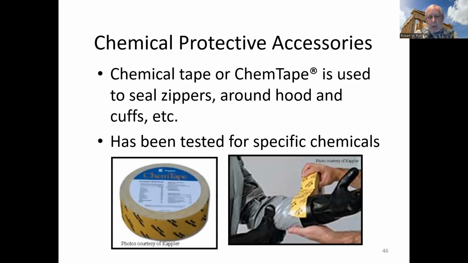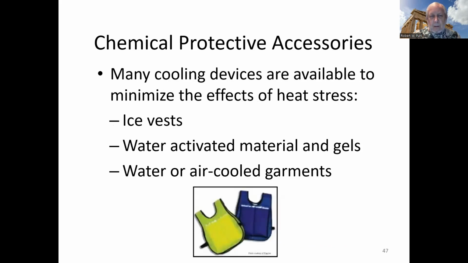Chemical tape, or chem tape, is used to seal zippers, around the hood and cuffs, etc. It has been tested for specific chemicals. You can see where they're putting that between the suit and the glove. Do that around your ankles too. Many cooling devices are available to minimize the effects of heat stress: ice vests, water-activated materials and gels, water or air-cooled garments. Those look like ice vests right there. You put ice in those, and it gets pretty hot, especially on a 95-degree sunny day when you're wearing PPE. You need some help to stay cool.